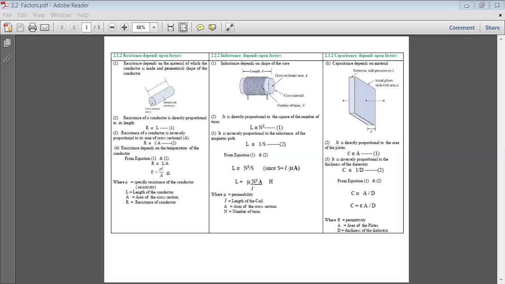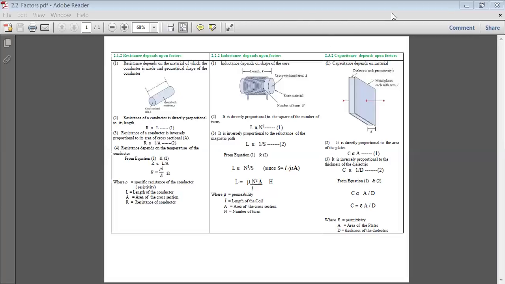Now these are the different kinds of formulas. First formula: R is equal to rho into L by A. Second formula: L is equal to mu into n square A by L. Third formula: C is equal to epsilon A by D. Clear? Right.